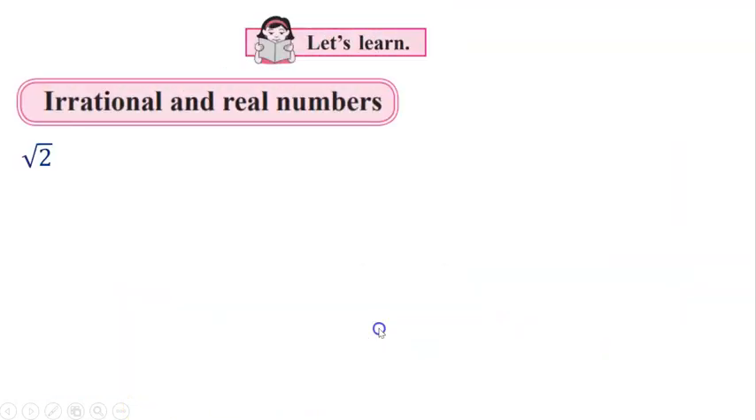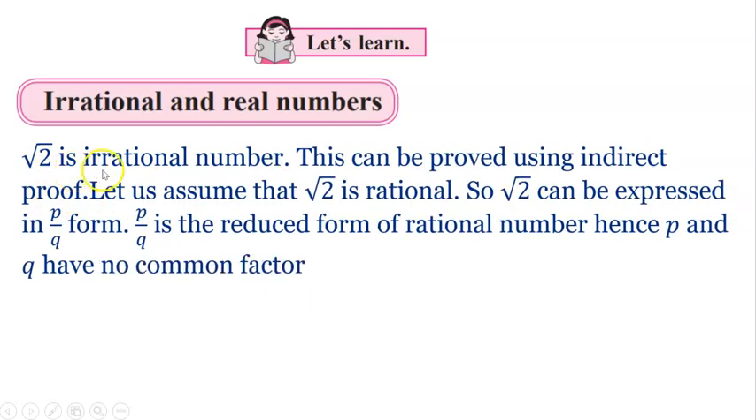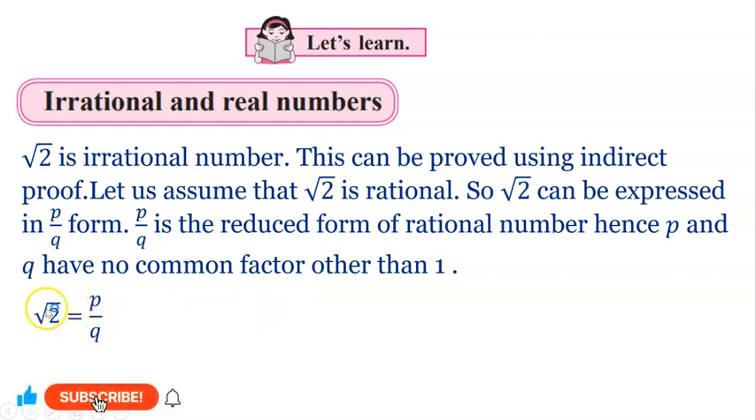Now let's learn about irrational and real numbers. Root 2 is an irrational number. This can be proved using indirect proof. Let us assume that root 2 is rational. So root 2 can be expressed in p upon q form, which is the reduced form of a rational number. Hence, p and q have no common factor other than 1. Therefore, we can write root 2 is equal to p upon q.